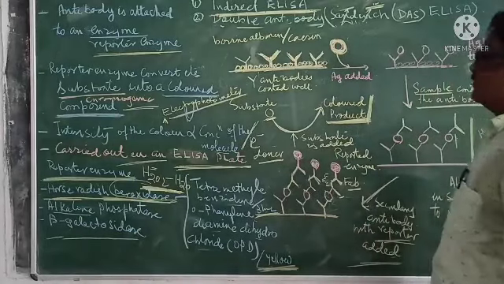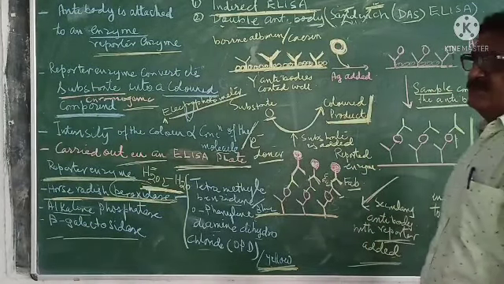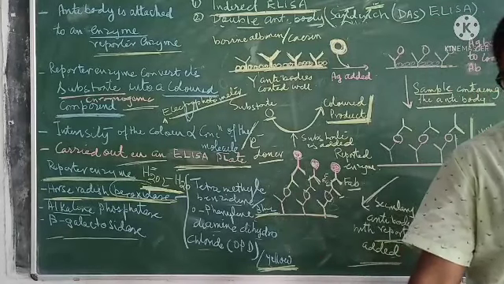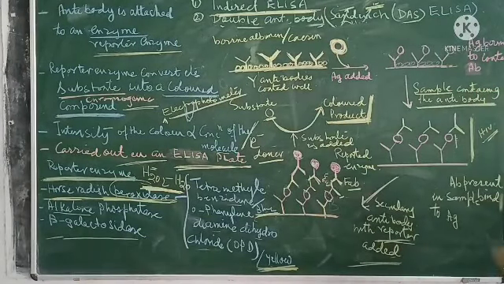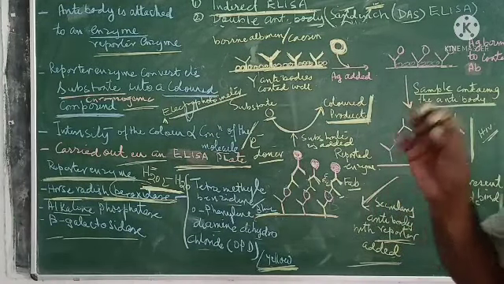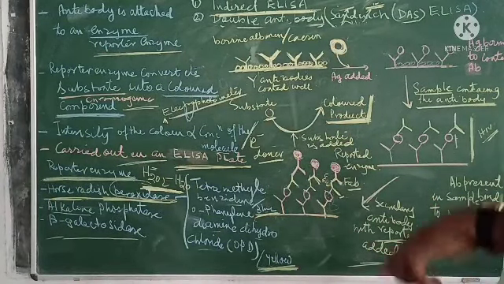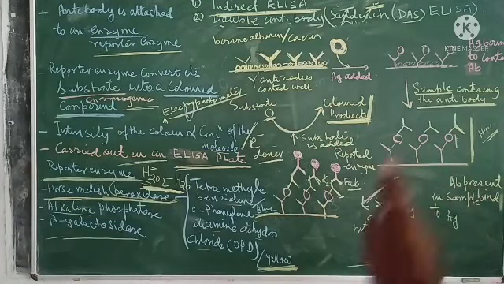So this is the process of indirect ELISA, by which we can detect the antigen, that is, infection of a particular antigen in the patient, by estimating the antibody specific to that antigen in the body of the patient.